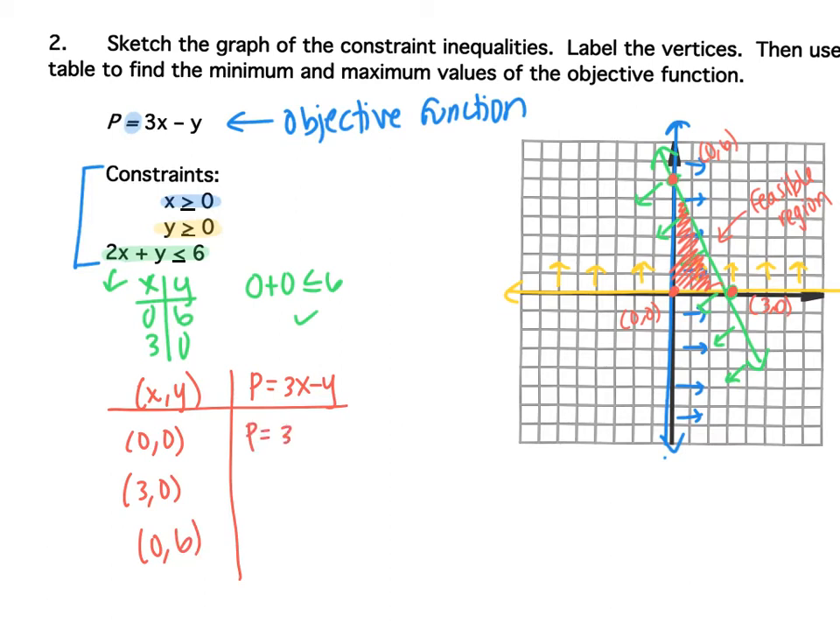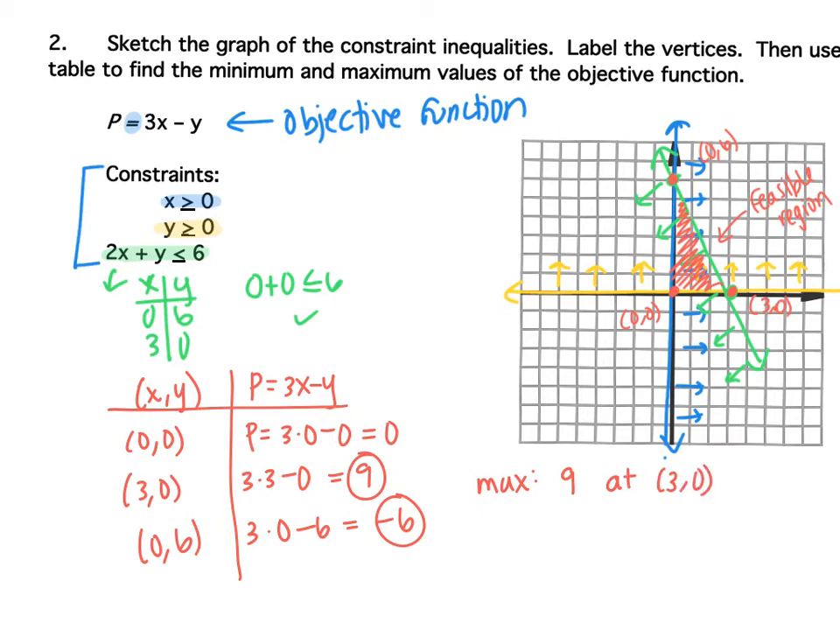First point, I get 3 times 0 minus 0, which is just 0. Then I get 3 times 3 minus 0, which is 9. And then I get 3 times 0 minus 6, which is negative 6. So our max is 9, our min is negative 6. So we will say our maximum is 9 at the point 3, 0. So again, the maximum or minimum is always with the objective function. Our minimum is negative 6 at the point 0, 6.